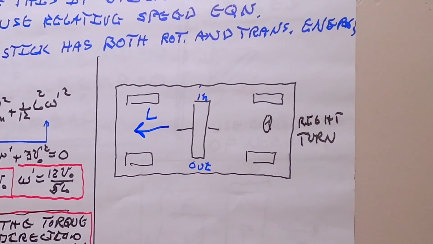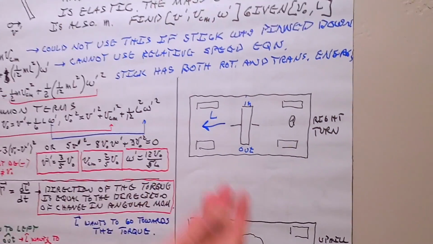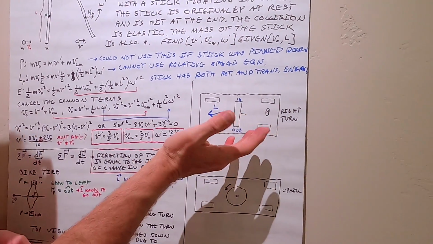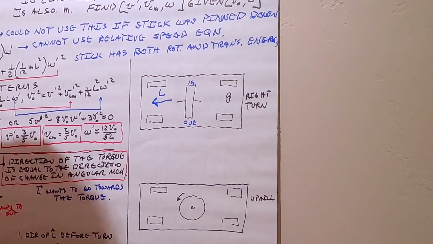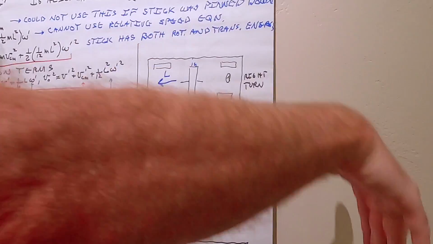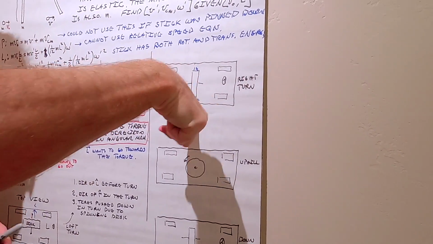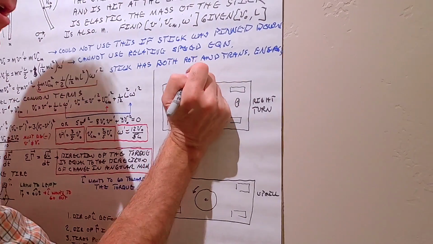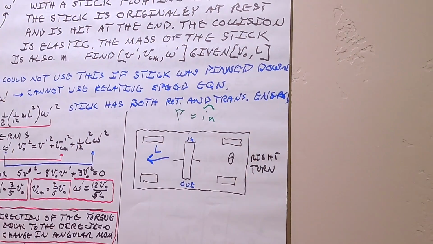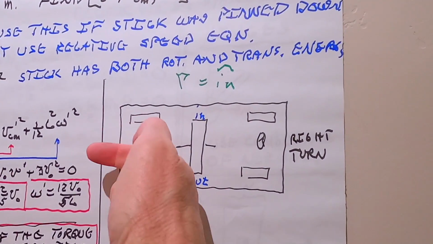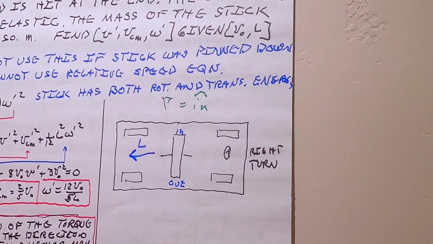Now, if we wanted to get the direction of the torque, I said we have to turn the car. Well, let's turn the car to the right. Well, a right turn is going this way. You're turning down like that. So if you turn the car this way, the torque is into the board. So the torque is into the board, which means that this wants to go into the board. Remember, L wants to go to where the torque is.